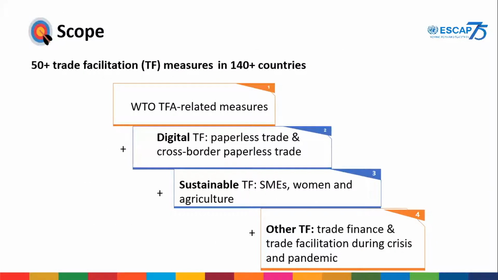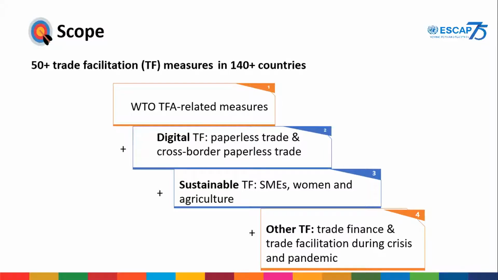The scope of the survey is that 50 plus trade facilitation measures are included. And in the 2021 survey, we have included about 140 plus countries. It is built on the WTO trade facilitation related measures, but more importantly, it builds upon that and focuses on the digital and sustainable aspects of trade facilitation.